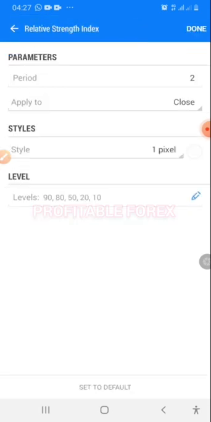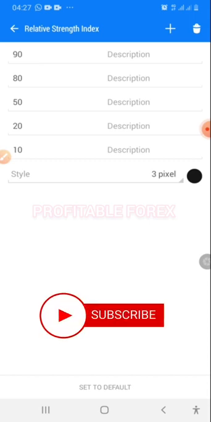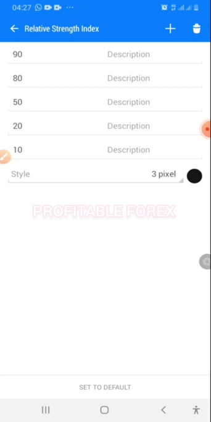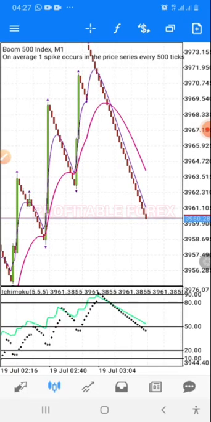Then you have your Relative Strength Index, period 2, applied to close, style 1 pixel, and you have your levels: 90, 80, 50, 20, and 10. The style is 3 pixel and the color is black, and click on done. So these are the indicators that we used.